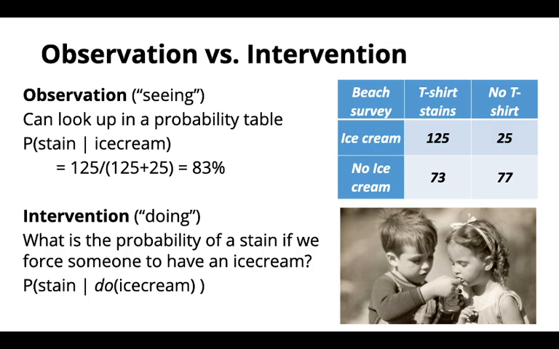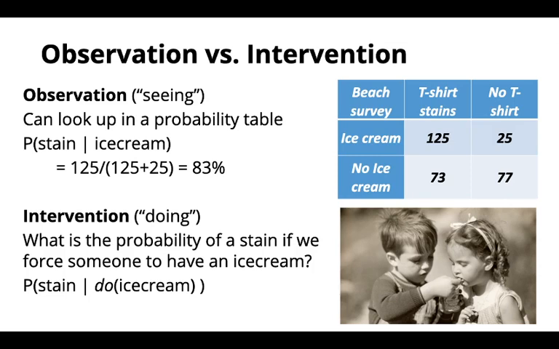And you start to wonder whether there's a relationship between these things. Well, first of all, what you're counting up is observations. And given this, you can look up the probability of, for example, having a t-shirt stain if you have an ice cream. So we can just plug in the numbers from that table and come up with a number. So you have an 83% probability of observing a stain on someone's t-shirt if they're eating an ice cream.